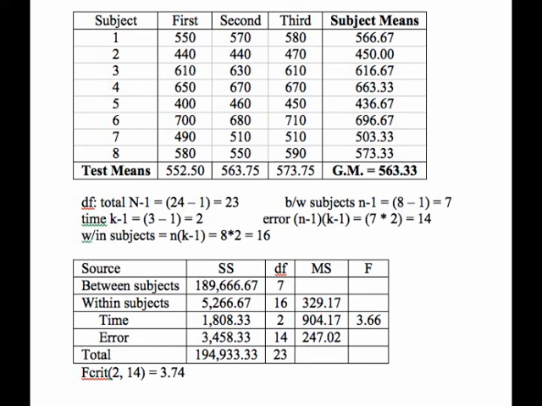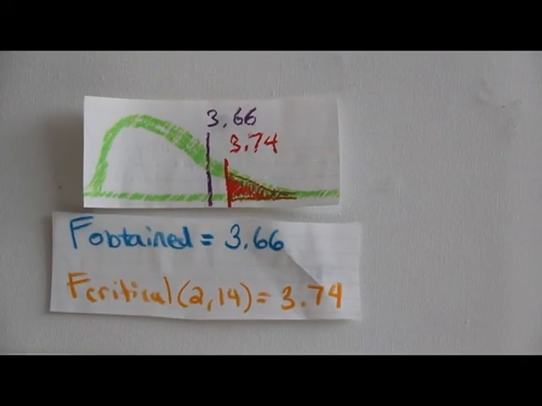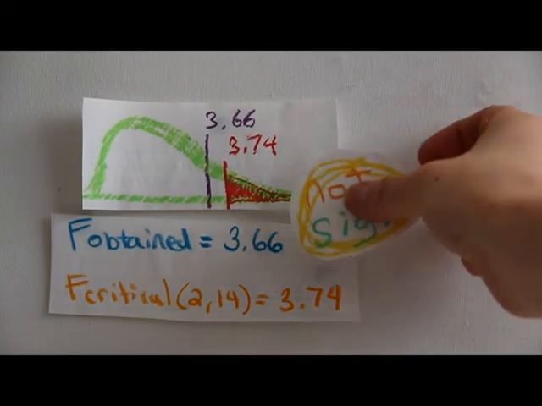Our mean square for error is 247.02. We use those to calculate our F for treatment, which works out to be 3.66. Now, is that significant? We look up our critical F using 2 and 14 degrees of freedom, which is 3.74.